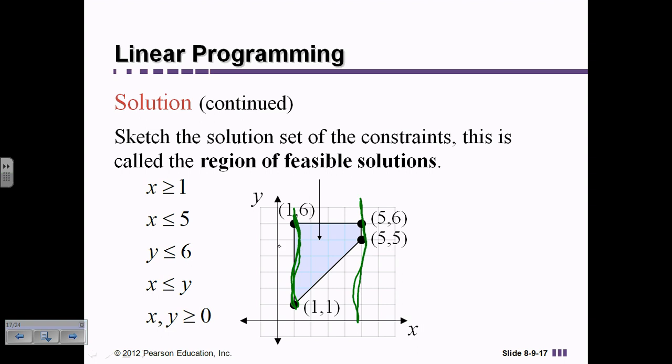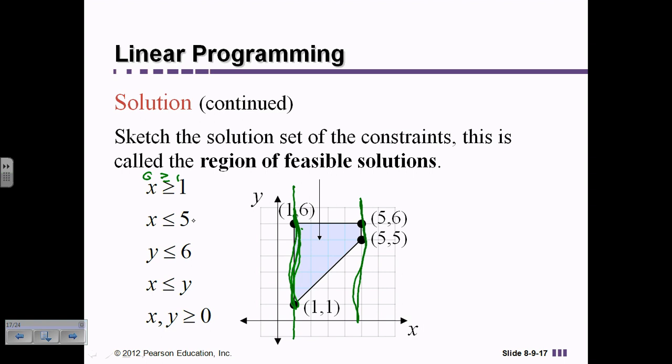Okay, so x is greater than or equal to 1. If I pick the number 0, because 0 is to the left of 1, 0 is greater than or equal to 1 is a false statement. So that's why we shaded to the right.